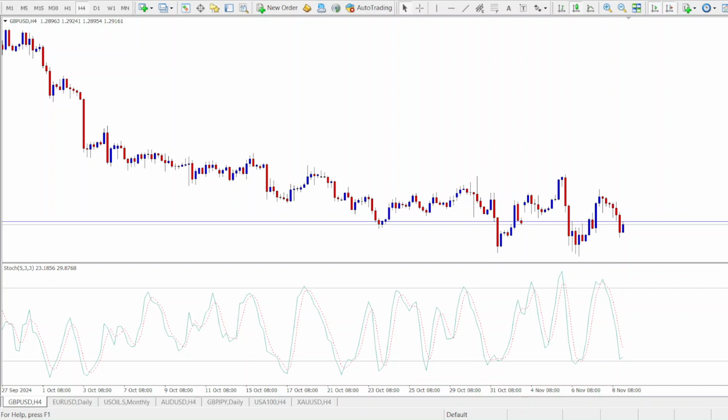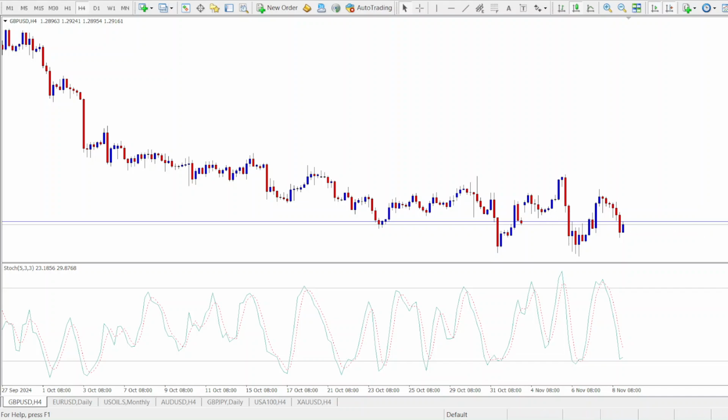Now, why is the stochastic indicator so crucial for day trading? Well, day trading is all about capturing short-term price movements, and the stochastic oscillator helps you do just that. Unlike long-term indicators like moving averages, the stochastic oscillator is designed to provide signals on shorter time frames, perfect for making quick decisions in the fast-paced world of day trading.